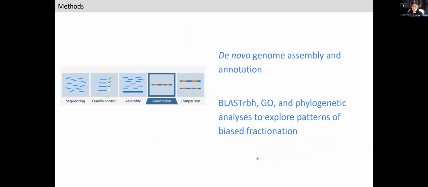So now my current work seeks to explore some of the genome architecture in these hybrids and parents. What I did was a de novo genome assembly and annotation of these reference taxa, and then used analyses like BLAST, reciprocal best BLAST hits, some GO analyses, and phylogenetic analyses to further explore patterns of biased fractionation in these hybrids.